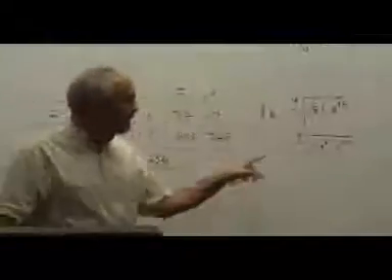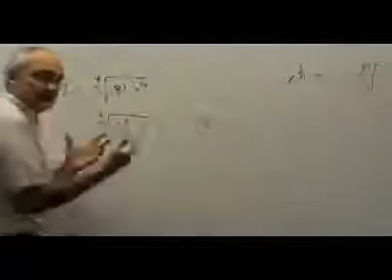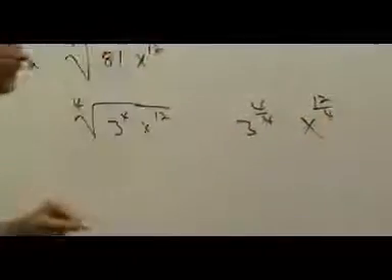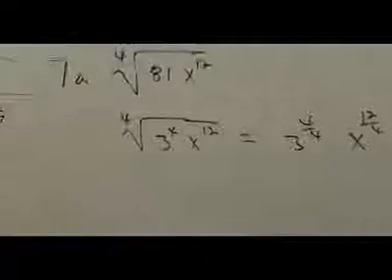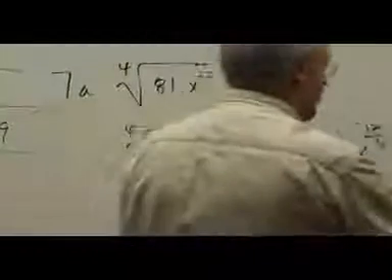Because now I can take this. This becomes 3 to the 4 over 4, the 4 goes on the bottom and this 4 goes on the top. And x to the 12th becomes x to the 12 over 4. These things are the same, which is really, of course, 3x cubed.